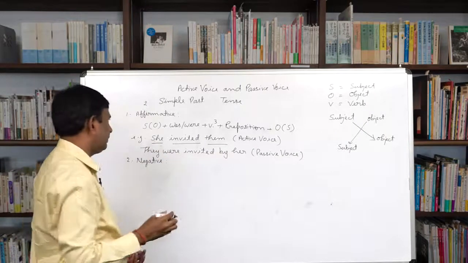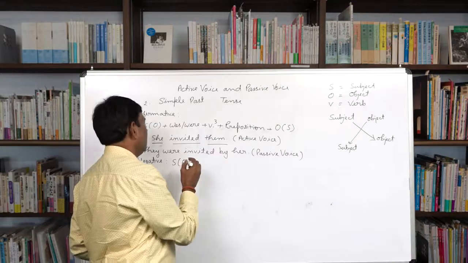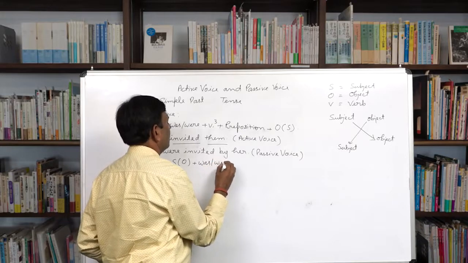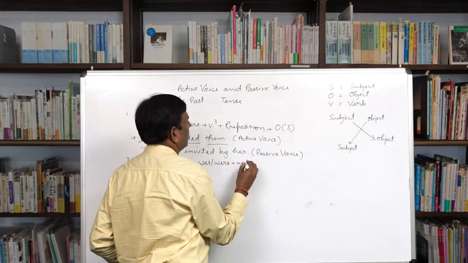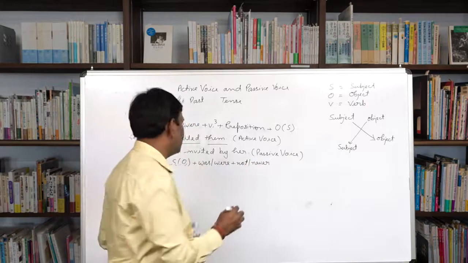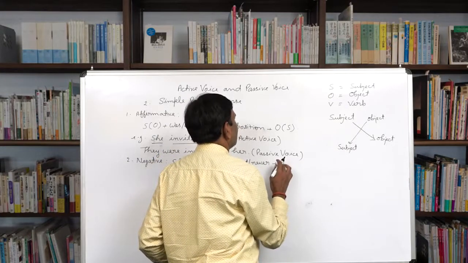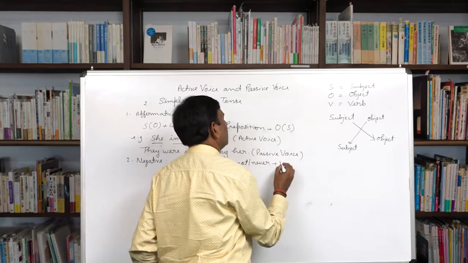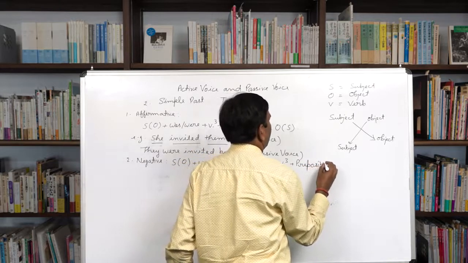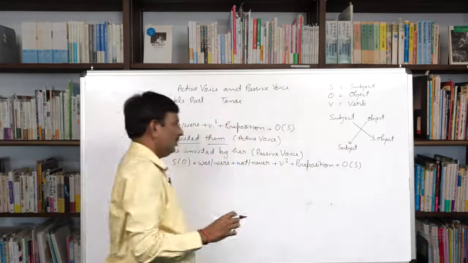In a negative sentence, subject, which is from object, then according to the number of subject, was or were. After that, adverbs not or never according to the sense as it is given in the sentence. Then third form of the main verb. After that, preposition. Finally, object, which is from subject.